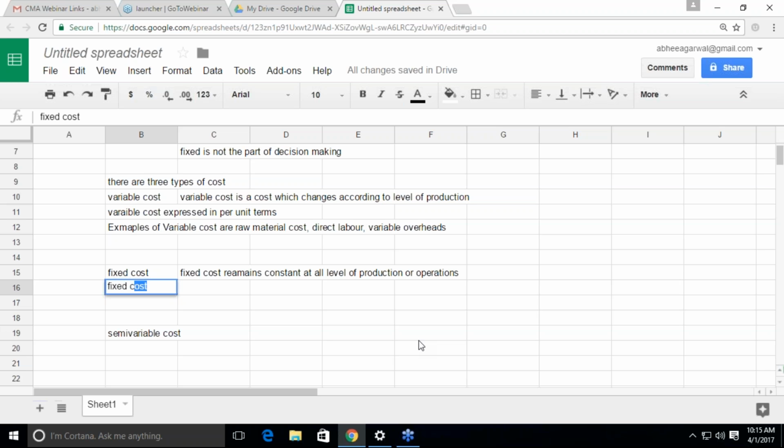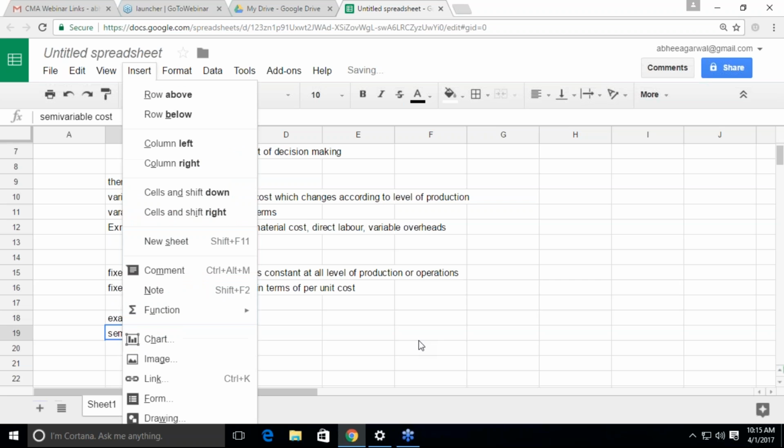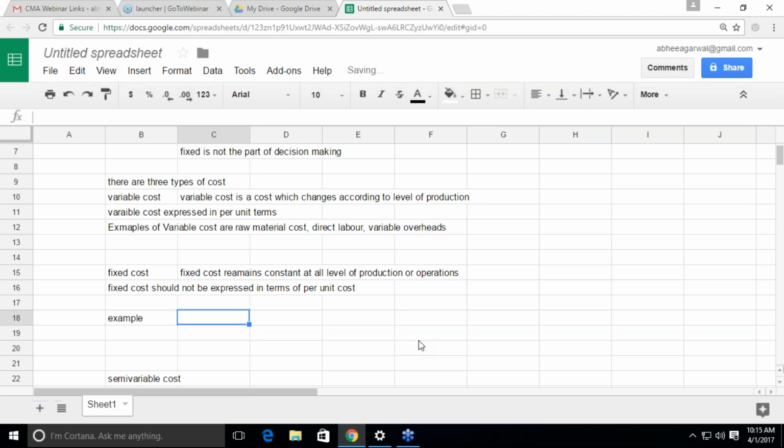Fixed cost should not be expressed in terms of per unit cost. I'm not saying it can't be expressed. You can very well express it, but that term will be misleading. For example, I'll take an example and I'll explain you why it should not be expressed per unit.